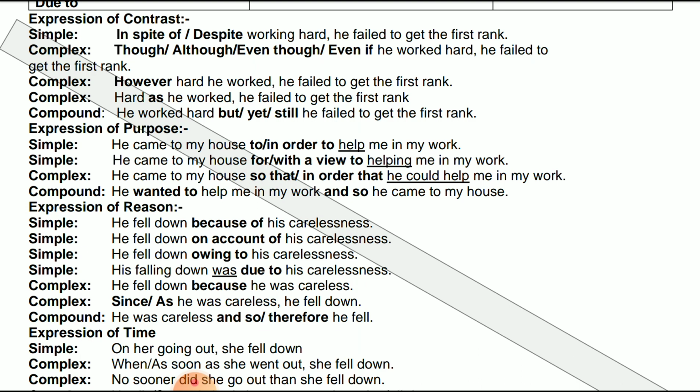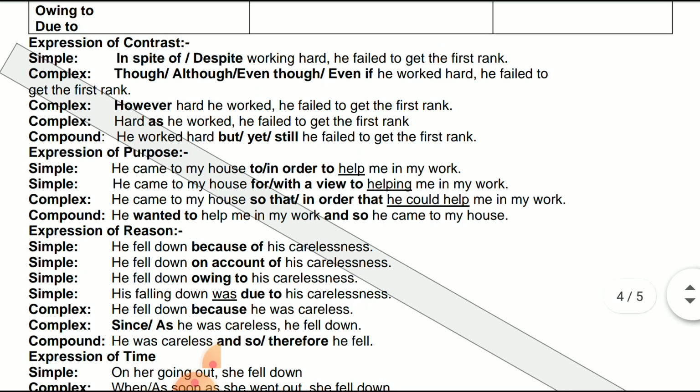So, though it appears that there are three verbs in this sentence, working, failed, and to get, in fact there is only one verb, failed, that is in simple past tense. Now, to make it a complex sentence, instead of in spite of or despite, we'll have to use a subordinate conjunction.